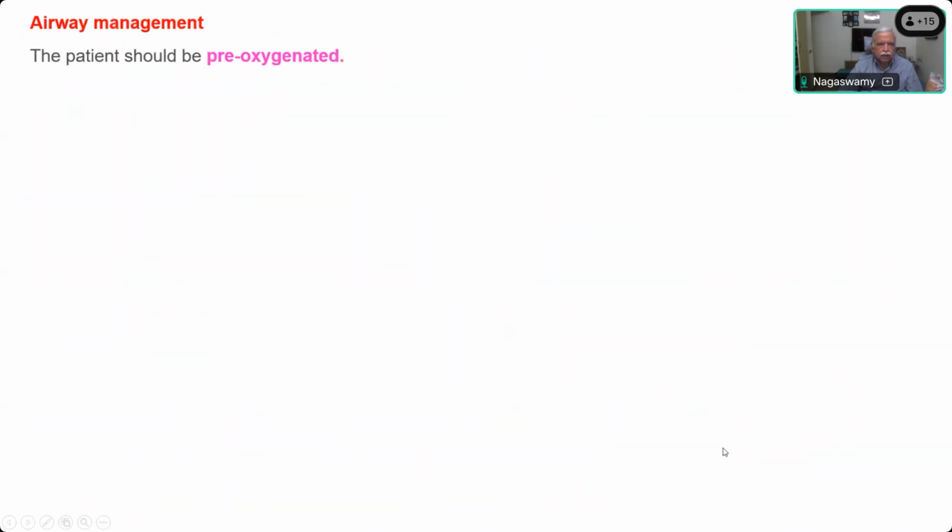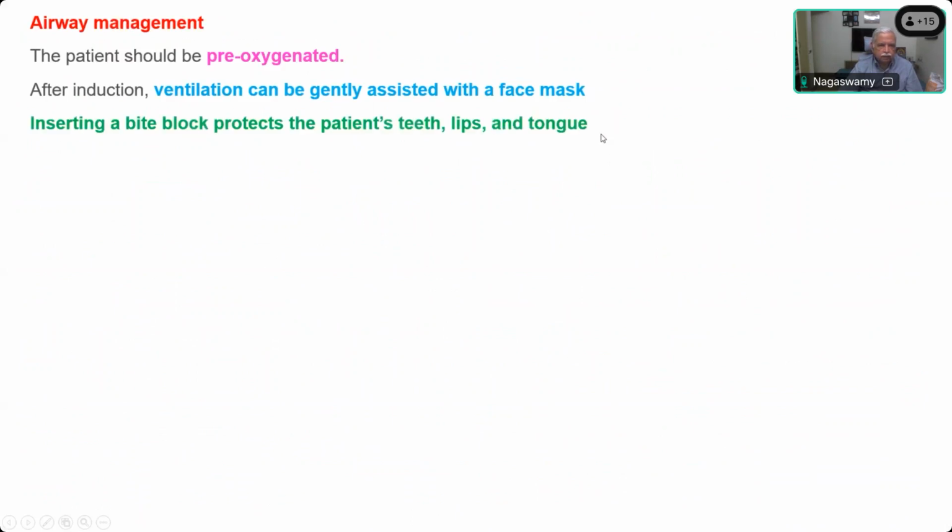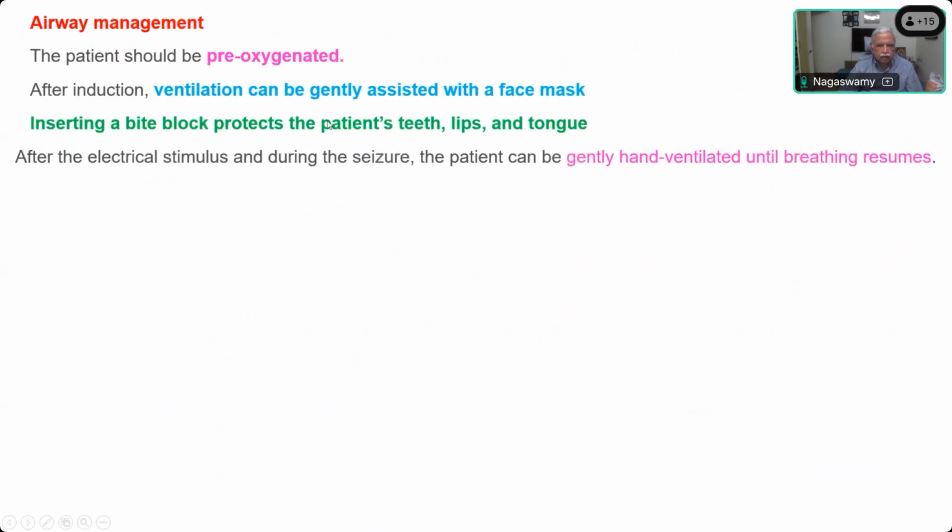Then coming to airway management, the first step is the patient is pre-oxygenated, and after induction, ventilation can be gently assisted with the face mask. Then inserting a bite block protects the patient's teeth and lips. Then after that, when the patient is partially apneic or mildly breathing, and unconscious, you hand over the patient to the psychiatrist. And the psychiatrist will apply the electrical paddles. It can be done as two procedures.